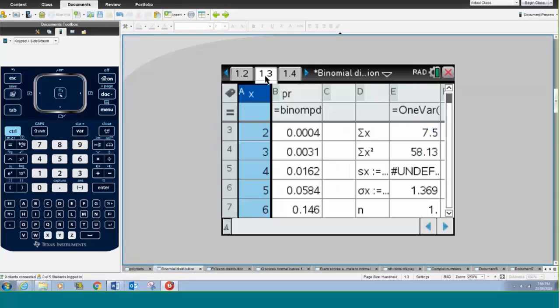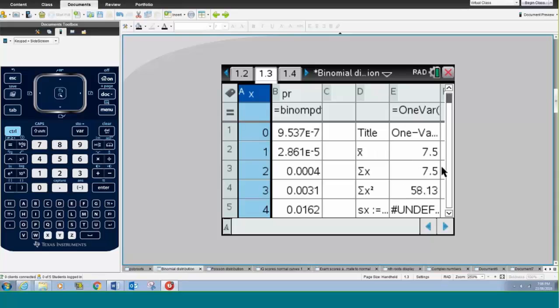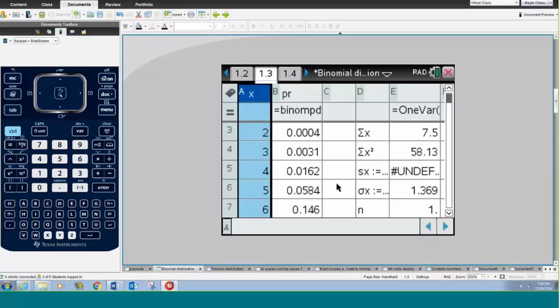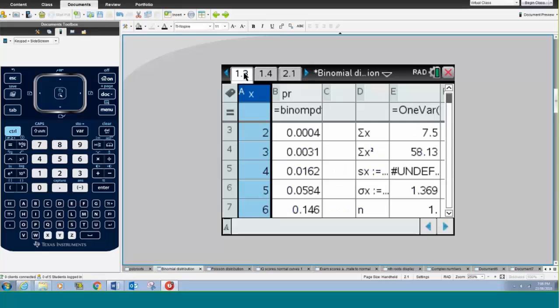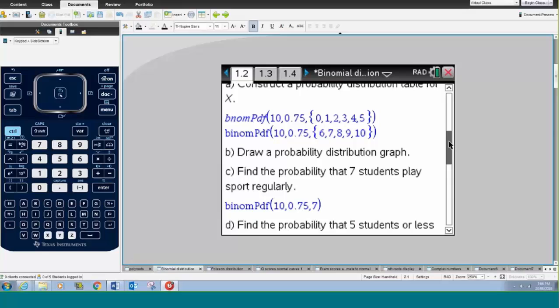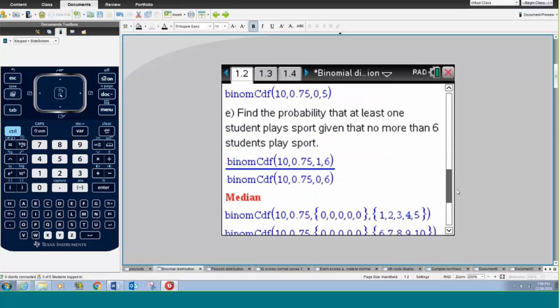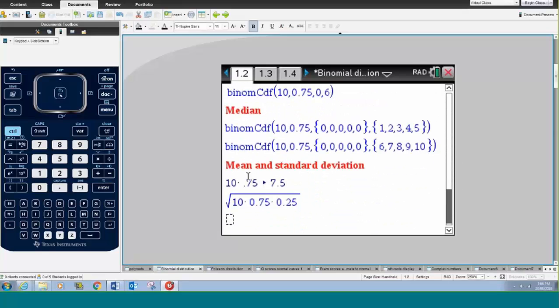What we can also do is go back to the spreadsheet and do one-variable statistics. The reason is that I can see the mean and the standard deviation by using just the X values and probabilities. That can also be calculated using our formula, which gives us 7.5 for the mean and 1.369 for the standard deviation, exactly the same.